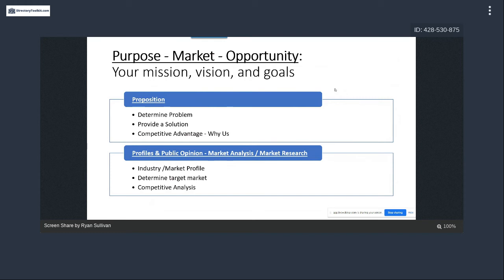And the second part of the purpose is to provide and or understand the profiles of your clients and the public opinion and market analysis and research for that particular product. So you want to know and research your industry and market profile. You would never want to go into business, hopefully, in a sector that you did not understand. I see it all the time where people do it with their directories, where they get involved with something that they thought would be a good directory idea, and they don't know anything about it.